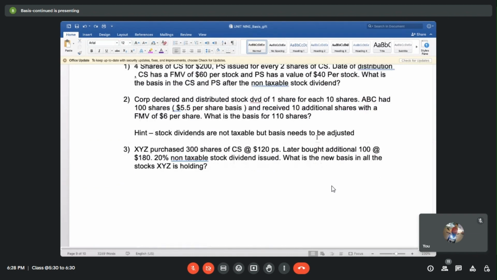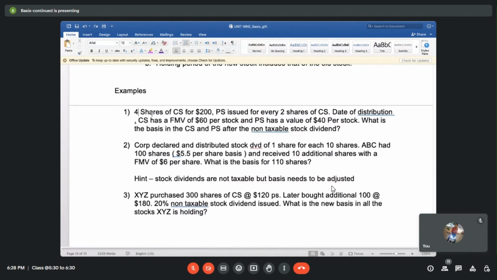Okay, let's go over these examples. So the first example, listen carefully now, everybody. Let's say the shareholder had 4 shares of common stock for $200. Okay, that is the basis. So the person bought 4 shares of common stock for $200. And later the corporation issued preferred stock. Okay, they distributed preferred stock for every 2 shares of common stock.